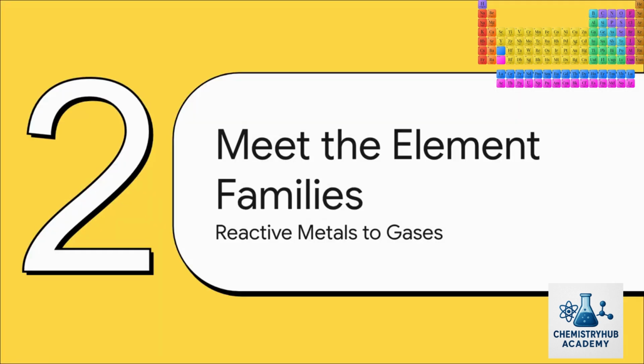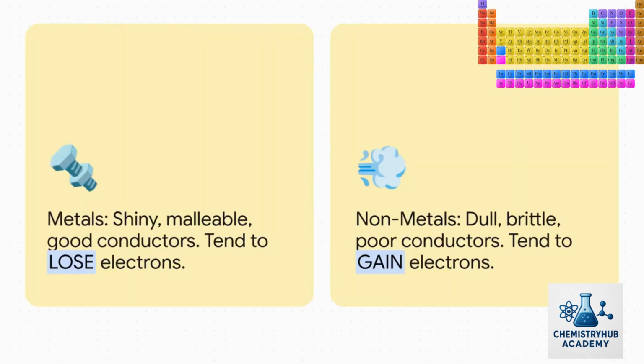So, now that we've got the lay of the land, let's actually meet some of the residents. We're going to get to know the major element families and find out what really makes them tick. The biggest divide on the whole table is between metals and nonmetals. Metals, they pretty much own the left side. They're usually shiny, you can hammer them into different shapes, and they're great at conducting heat and electricity. From a chemical point of view, their main goal in life is to get rid of electrons.